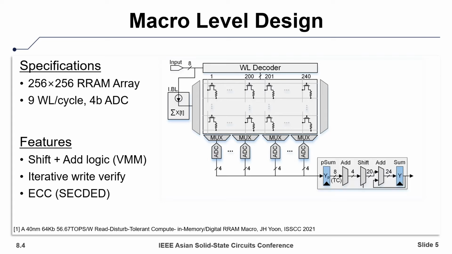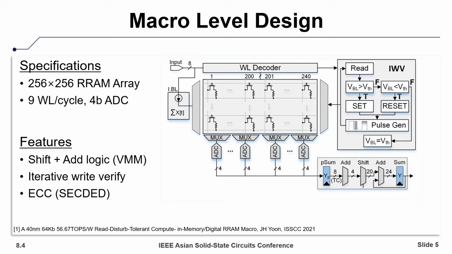First, integrated in this macro is shift and add logic. The module takes the output from the ADCs, shifts values by their corresponding magnitude, and then adds them together to implement matrix multiplication. Second is an iterative write verify controller. This module fine-tunes the RRAM cells by successively programming each cell until it falls inside the desired distribution. This helps increase on-off ratio and reduce device variation.